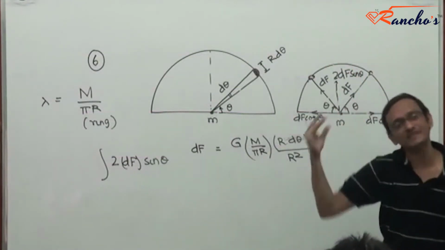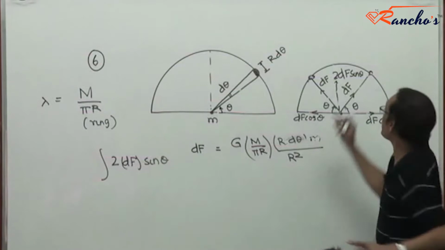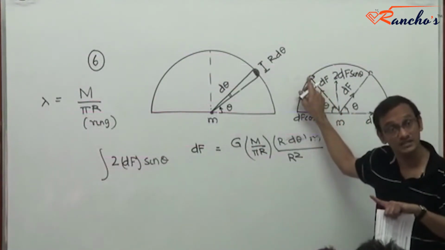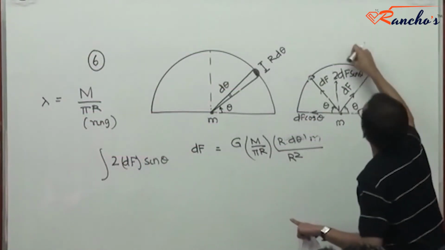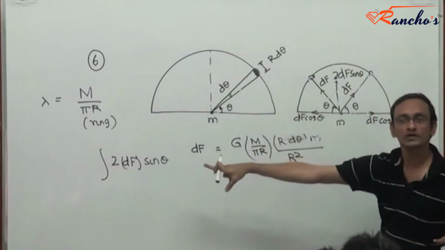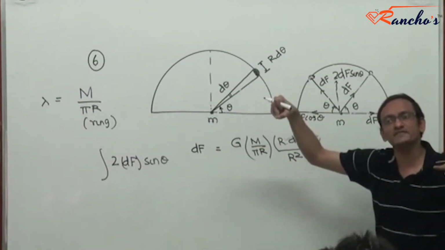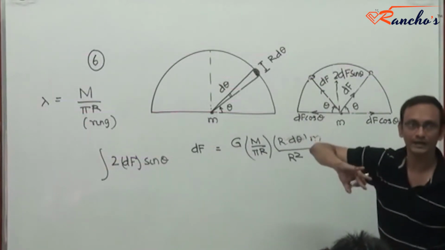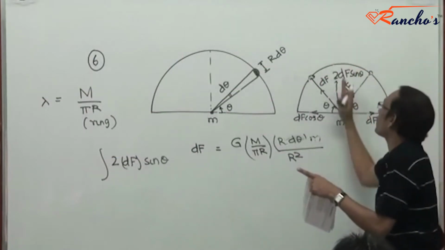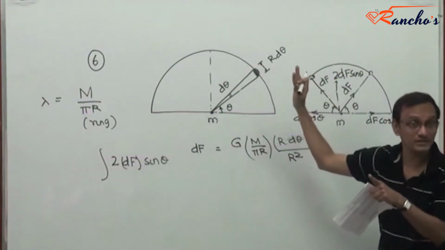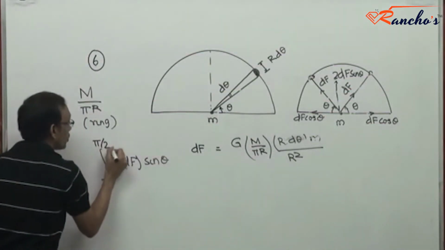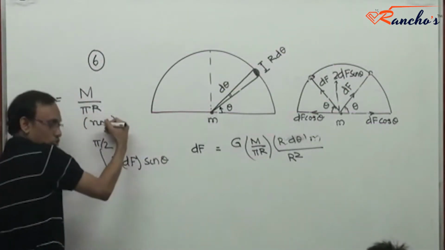If I integrate dF sin theta, then I would say 0 to pi. But if I say integrate 2 dF sin theta, that means the effect of this element as well as this element is incorporated. So I just have to cover a quarter of the circle to include all elements. This 2 takes into account elements on the left of this vertical direction, right? So for 2 dF sin theta, theta is going to be from 0 to pi by 2. If it was not 2, it would have been 0 to pi.